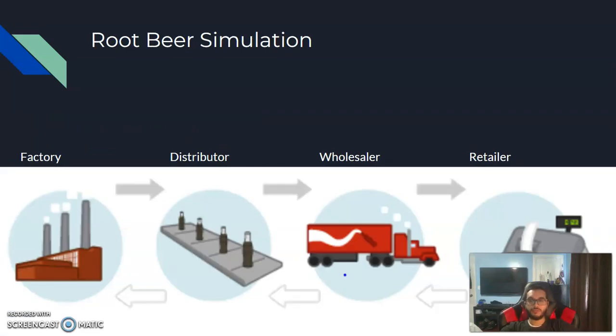So, onto the Rootbeer simulation. As stated previously, bullwhip can be caused by many factors, including lack of communication or no communication at all, along with price fluctuations and lags due to shipping. We play as the retailer, as shown on the right, the last line of the supply chain before the product reaches the customer. We are the farthest downstream the supply chain.